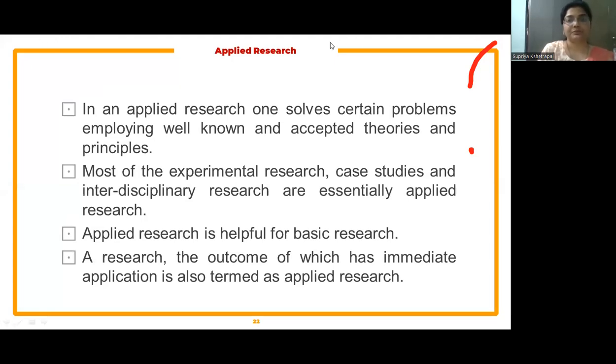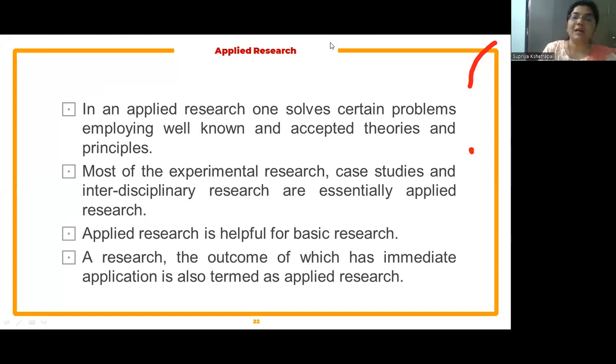Now, let us hear about the applied research. Okay. Now, applied research means what? Here, in an applied research, one solves a certain problems by employing a well-known and accepted theories and principles.